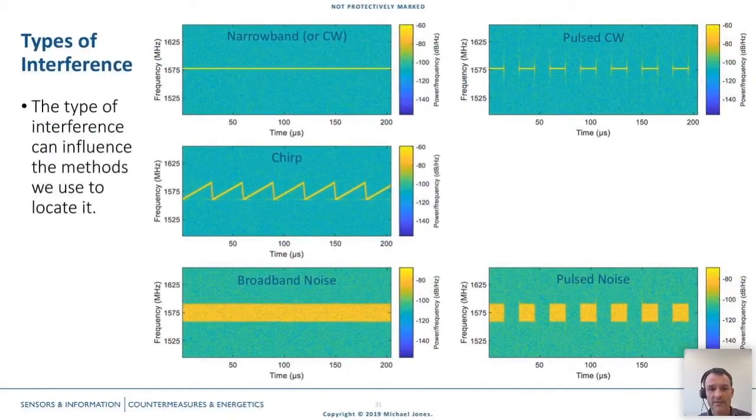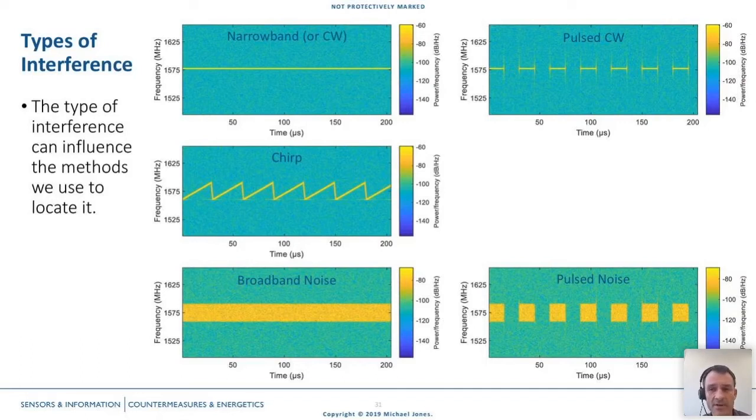Mark's already covered this in great detail, so I'm just going to touch on it briefly: some of the common types of interference that we can encounter. The top left one there, these are spectrograms. This is time along the x-axis on the bottom and frequency up the side. The first one there is a narrowband CW jammer, and that's typical of self-interference from local clocks or from equipment nearby that's gone wrong.